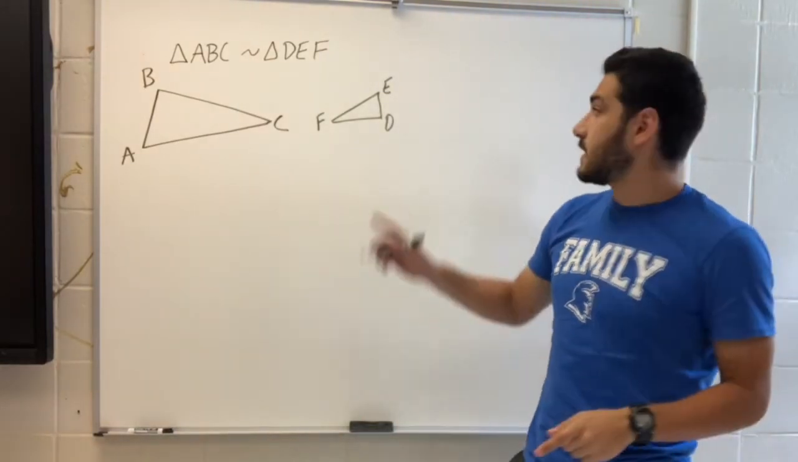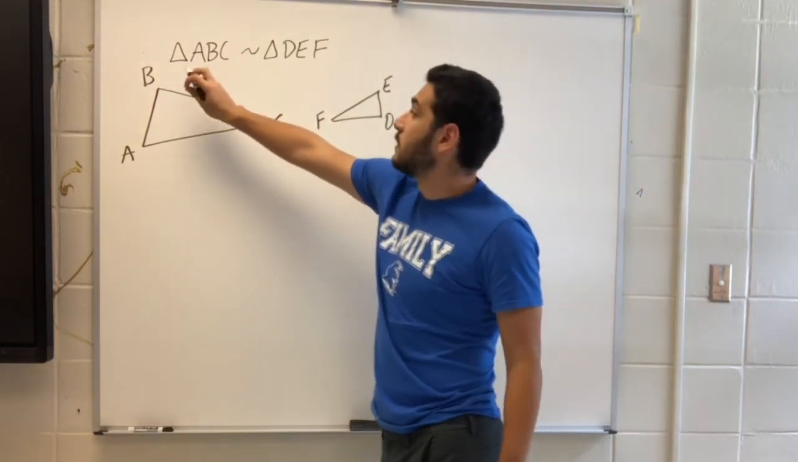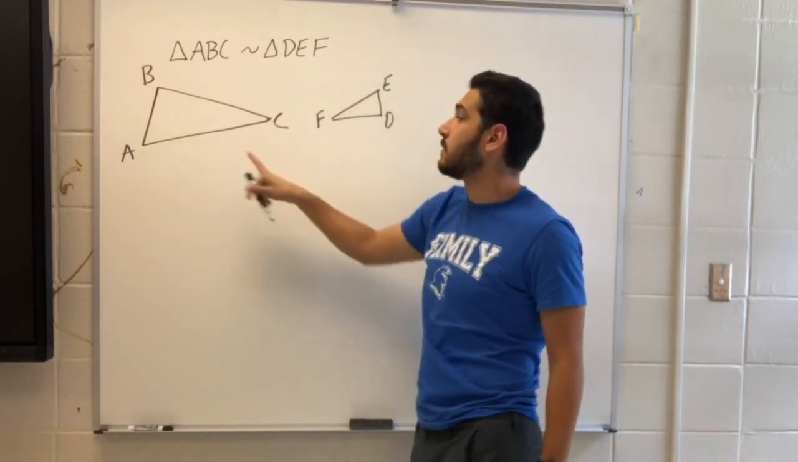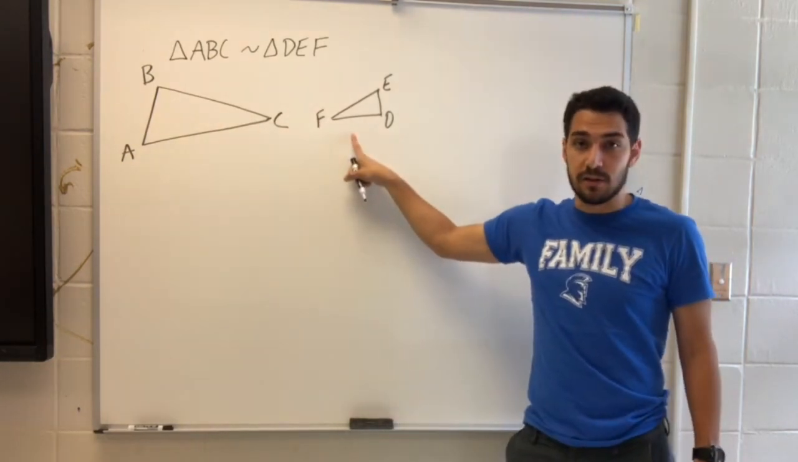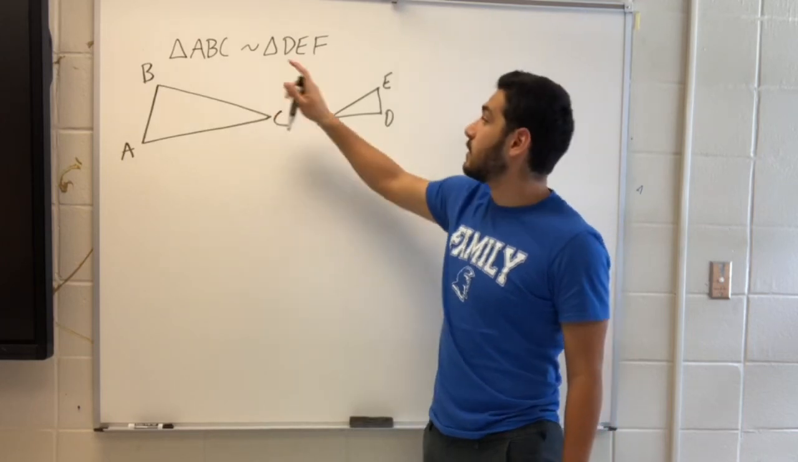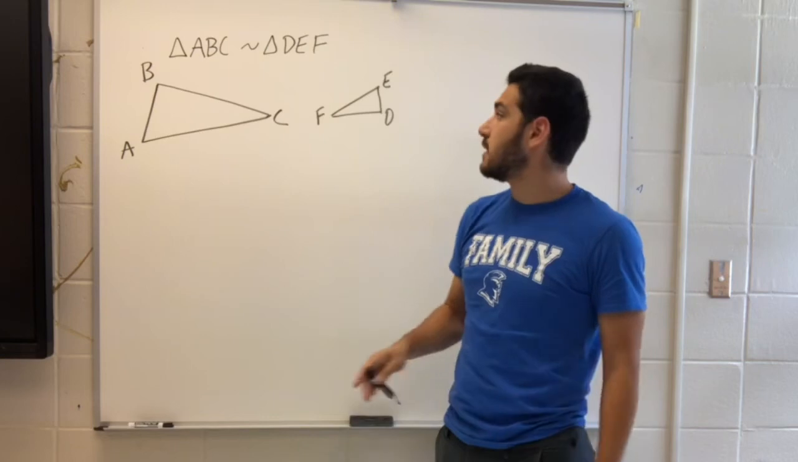So last week we looked at some similarity statements. So this is a similarity statement that reads, triangle ABC is similar to triangle DEF. Now I have these two triangles drawn out here, and you can see clearly that they're not the same size. Remember, similar means they're the same shape but different sizes.